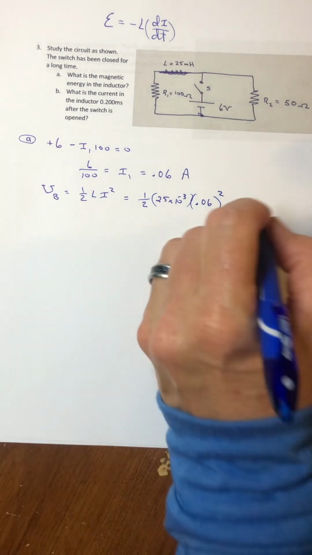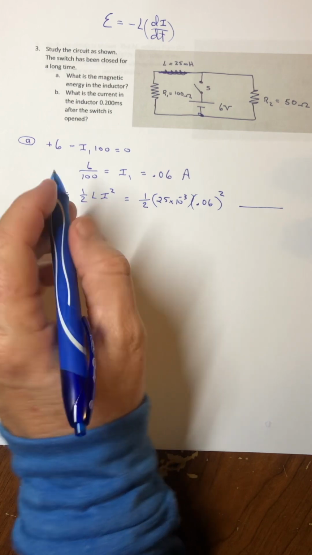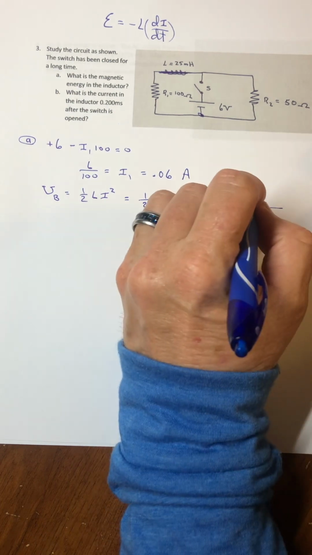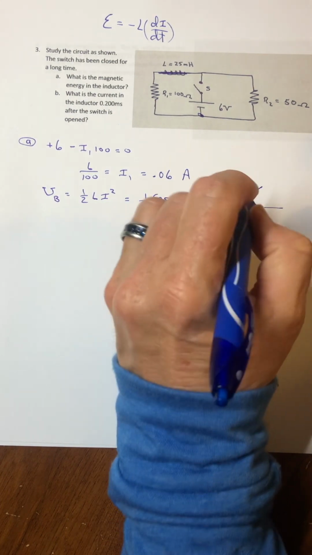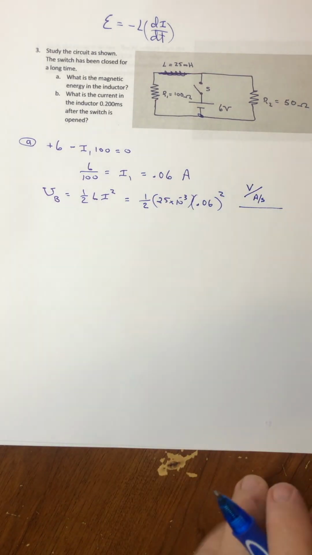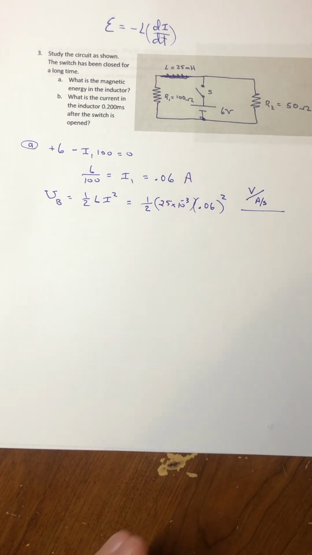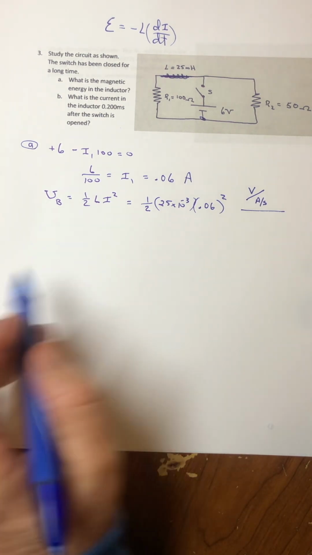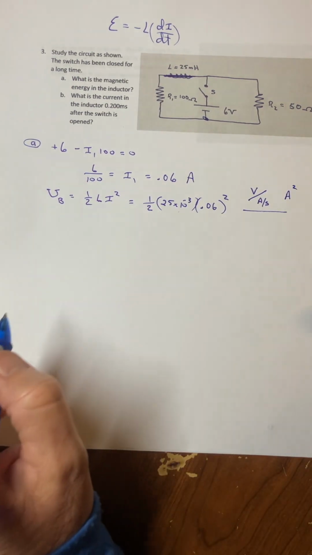Now, if we want to double check this with our units here, the units for the inductance is a Henry, and a Henry is a volt per amp each second. So in other words, 1 Henry would mean you have an inductor that would give you 1 volt when the current is changing at a rate of 1 amp per second. So there is the Henry, and then of course we have amps squared.